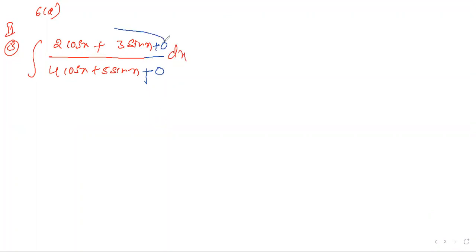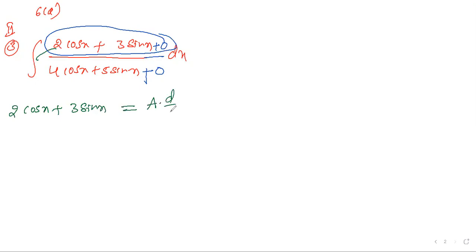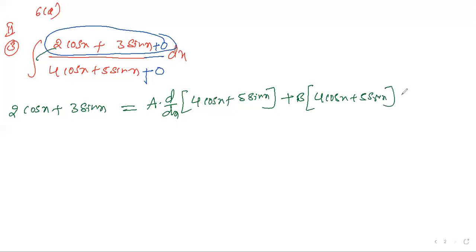What do I have to do? Take the numerator term and rewrite it. So let us take the numerator. Just please copy with me. 2 cos x plus 3 sin x is equal to a into d by dx of your denominator. What is the denominator? 4 cos x plus 5 sin x, plus 0, I don't want to write that now. Then b, as it is, you copy your denominator, 4 cos x plus 5 sin x, plus c. I don't want to do anything else. This is the case.